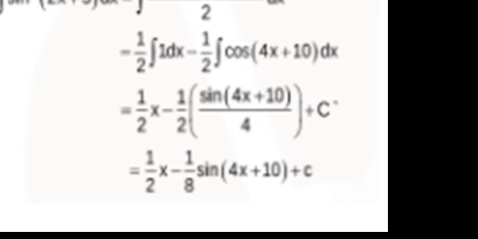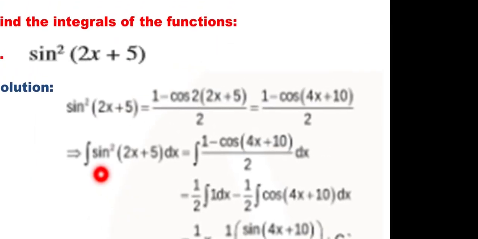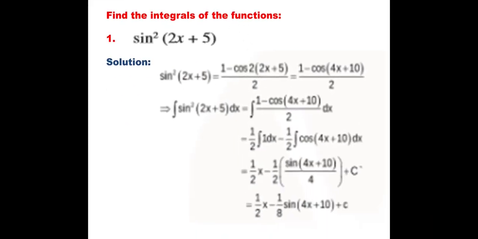So it is sin 4x plus 10, and in case of integration the coefficient of x will divide here. So here the coefficient of x is 4. So its integration will be sin 4x plus 10 divided by 4 plus c. So ultimately its answer is 1 by 2x minus 1 by 8 sin 4x plus 10 plus c. So students, I hope all of you understood this question.